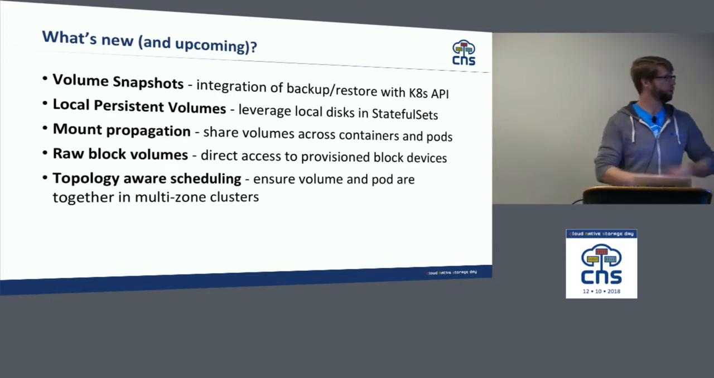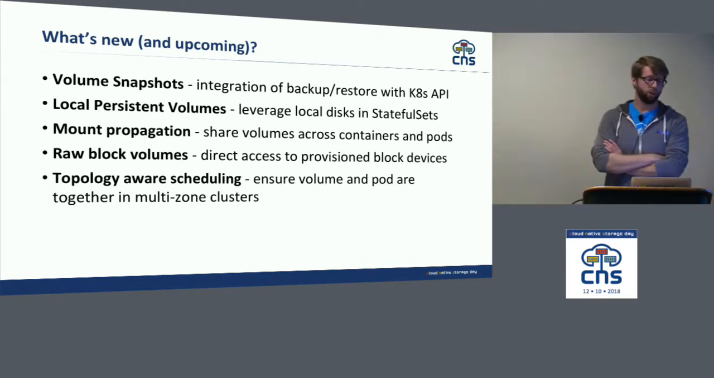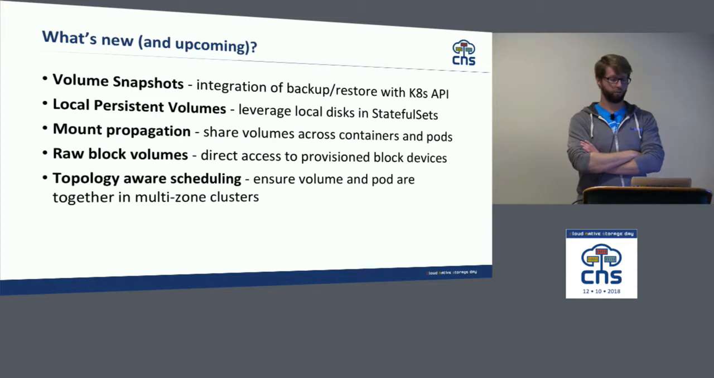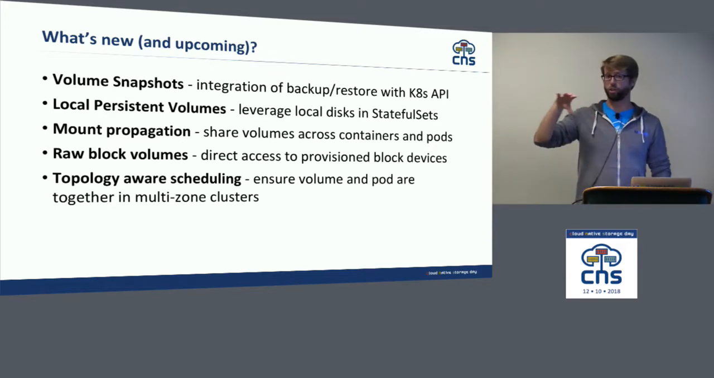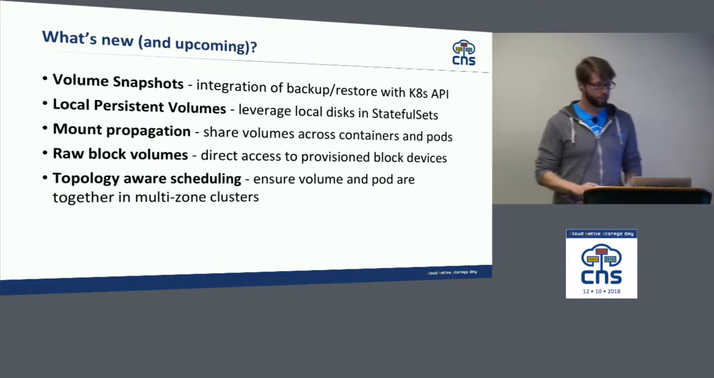Mount propagation is cool because it allows you to share volumes across containers and pods. When you do a bind mount from the host file system into a pod, mount propagation allows changes or writes done to that volume to be reflected back into the host file system, meaning another container can bind mount to that also, and they can basically be sharing a volume. So that's a new feature.